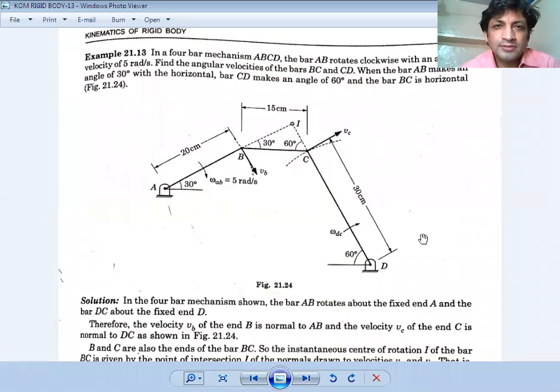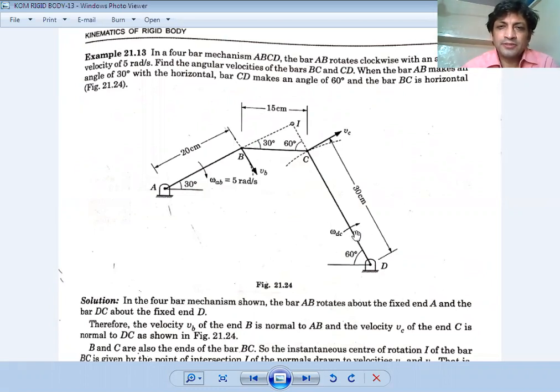Hello, my students. We have already discussed the basics of kinematics of rigid body and some problems on it. In this video lecture, we will discuss another problem of kinematics of rigid body, which comprises a 4-bar mechanism.